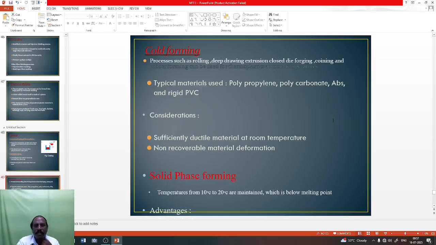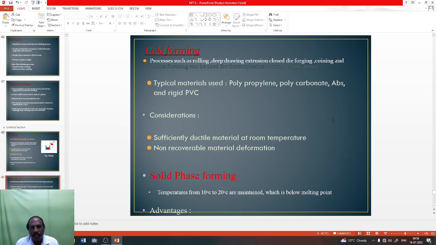Cold forming. Processes such as cold forming, deep drawing, extrusion, closed-die forging, coining and rubber forming can be used for thermoplastics at room temperature. Cold forming is a type of rolling. At room temperature we do rolling, deep drawing, extrusion, closed-die forging, coining and rubber forming. Rolling means rolling the component to get it into the desired shape.